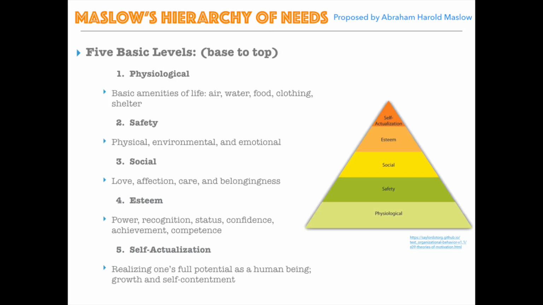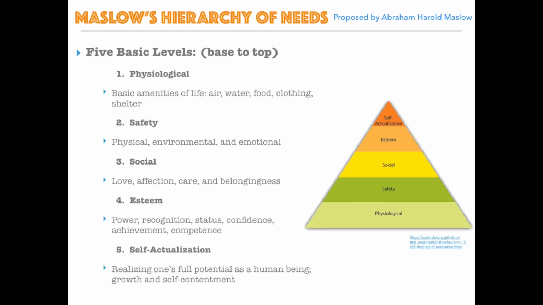The next theory on the timeline is Maslow's hierarchy of needs, which was proposed by Abraham Harold Maslow. It contains 5 basic levels listed from base to top, the first of which is physiological, which includes the basic amenities of life, which are air, water, food, clothing, and shelter. The second level of Maslow's pyramid is safety. It includes physical, environmental, and emotional safety that a human being feels.